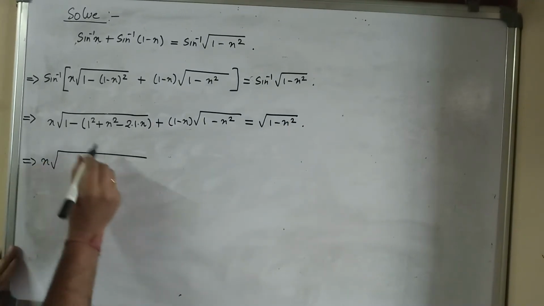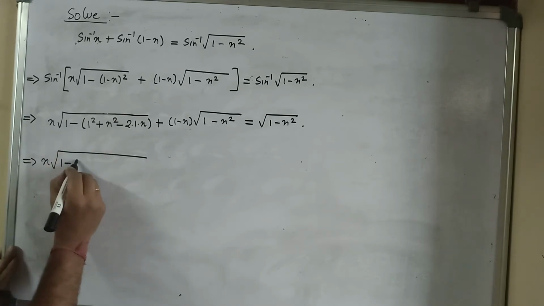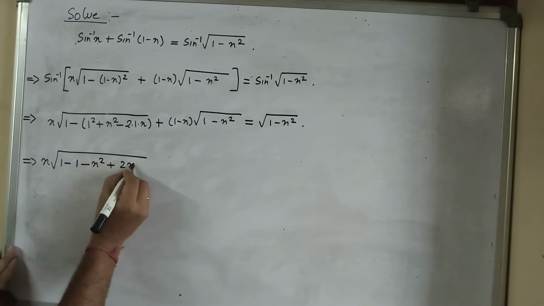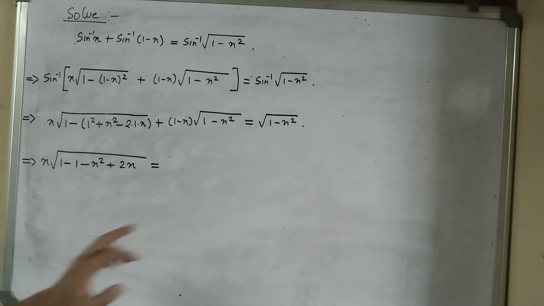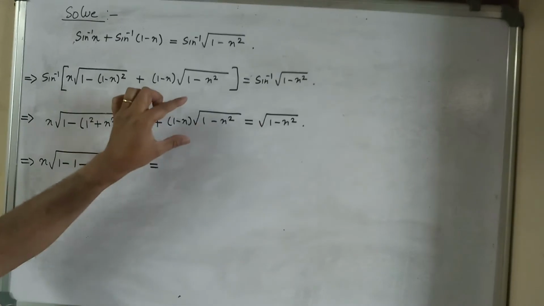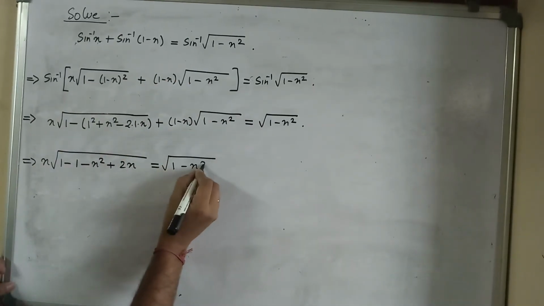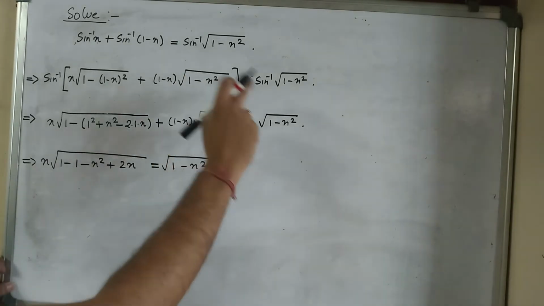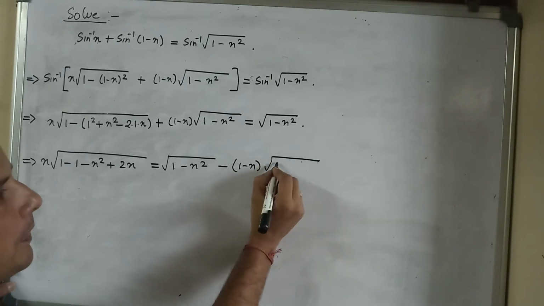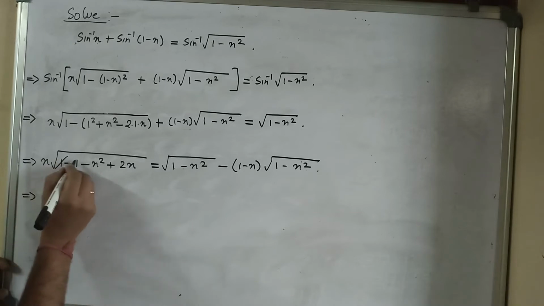Now simplify this quantity. 1 square is 1, and if you multiply it by 1 minus x square, it will be 1 minus x square plus 2x equals. Now here these two quantities are same, so like terms you have to write on one side. So I'll bring this quantity from the left hand side to the right hand side, and they get cancelled.